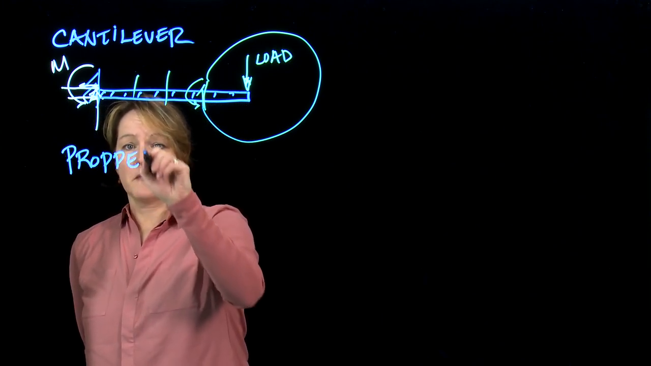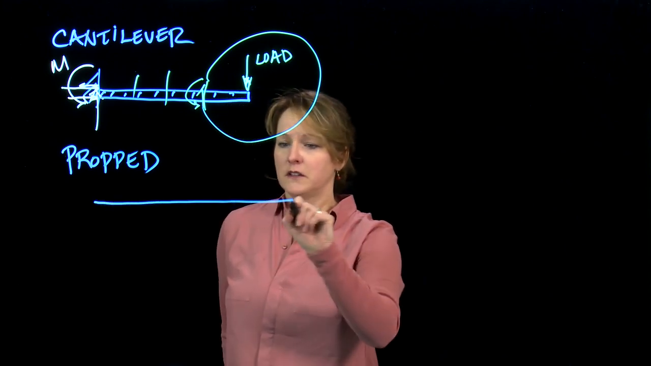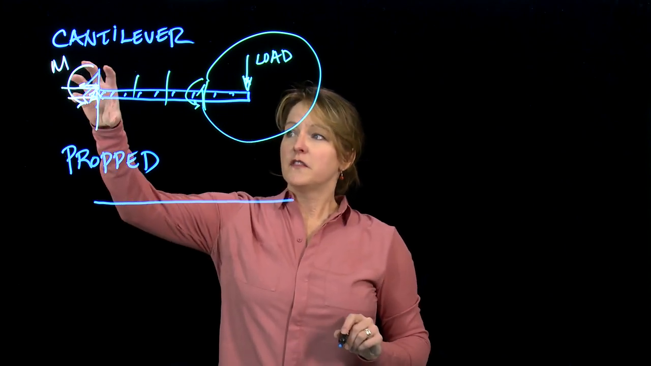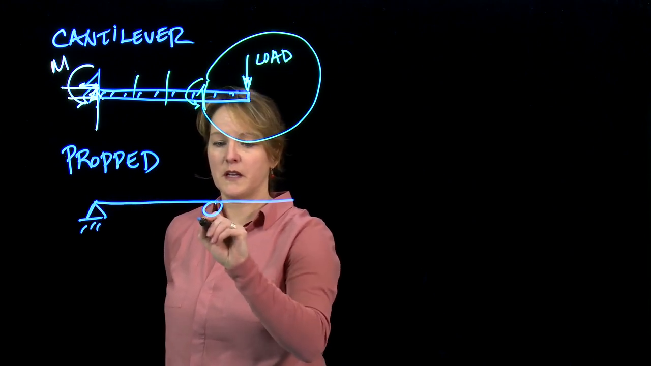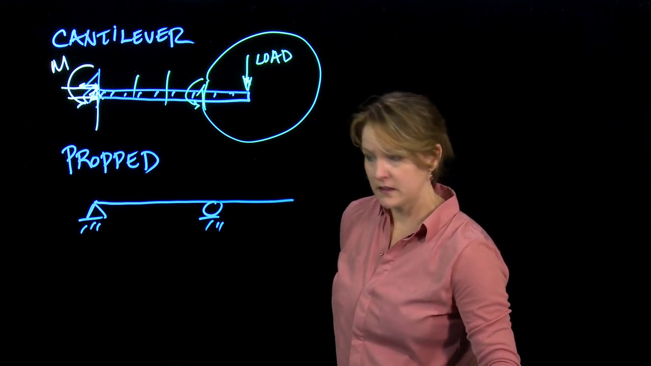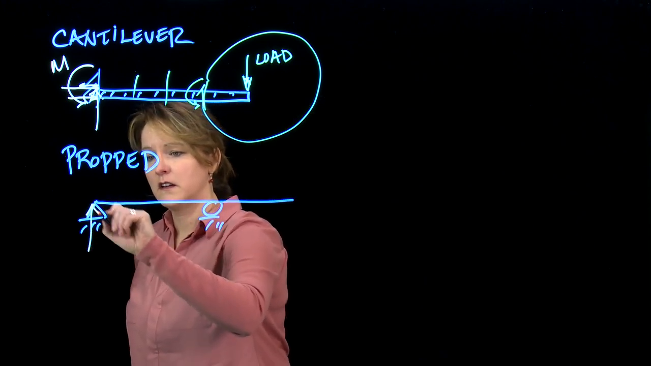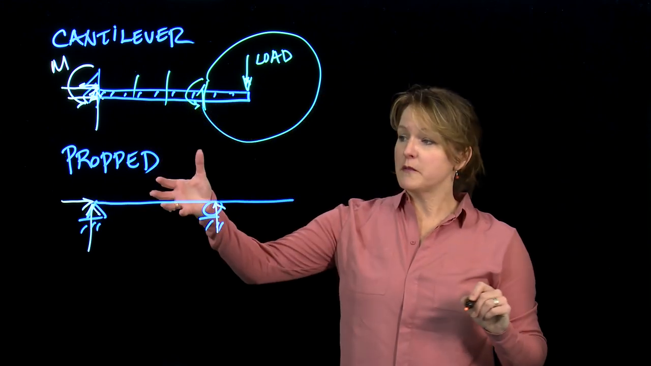The second type of beam I'm going to look at is a prop cantilever. So in some senses it's similar, but instead of this fixed connection or rigid connection, I'm going to go back to a pin and a roller. Okay, and that gives me my three reactions. So I have a vertical and a horizontal and a vertical. So it gives me my three minimum reactions.